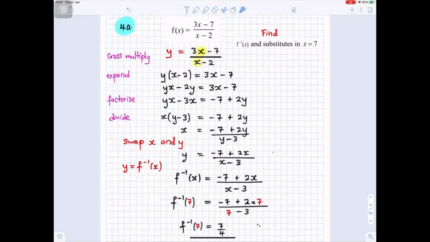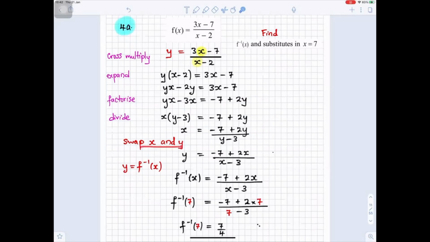After that, we will put all the x to the left and all the others to the right. So 3x will come to the left, it will be minus 3x. And minus 2y will go to the right, it will become plus 2y. Now we factorize, there's x there and there's x there. So if x comes out of the bracket, x times y minus 3 equals minus 7 plus 2y. After that, we divide by y minus 3. So x now is minus 7 plus 2y divided by y minus 3.